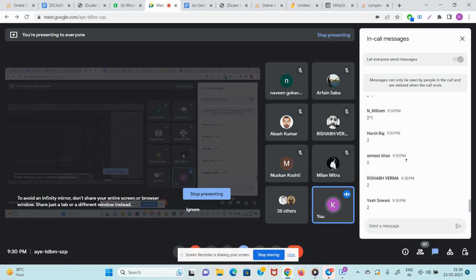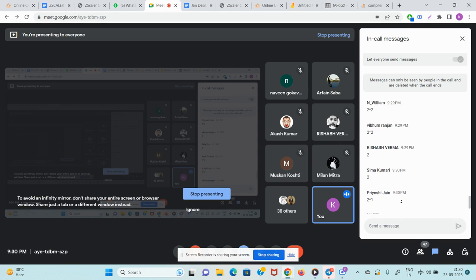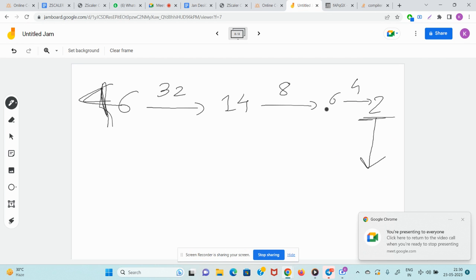Let's see if anyone gave the wrong answer. Okay, nobody said anything wrong. Good. Rishabh will get the money. Good guy. So for killing this guy, you will use 2, right? So the answer is 0.